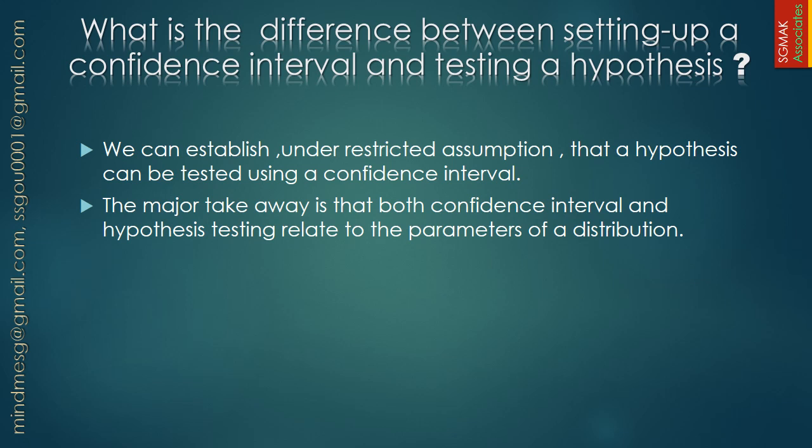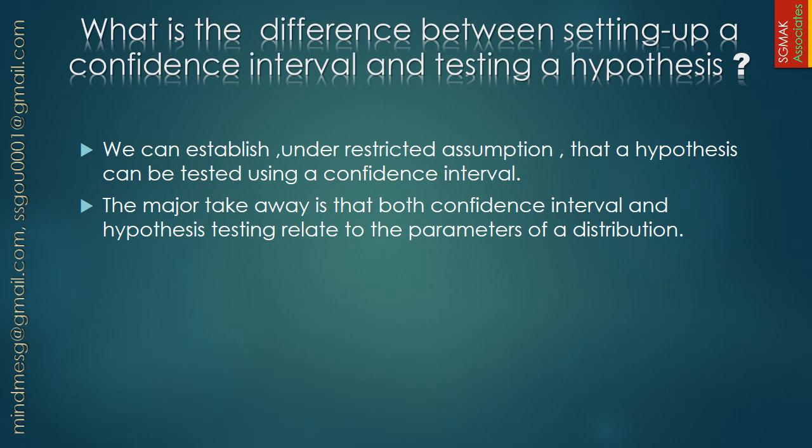So as you attach more and more confidence, the interval becomes larger, and when that happens, your estimation error also goes up. So you want to control the error of estimation, and later on we'll discuss that you can do that by just collecting more data, typically. The major takeaway is that both confidence interval and hypothesis testing relate to the parameters of a distribution.